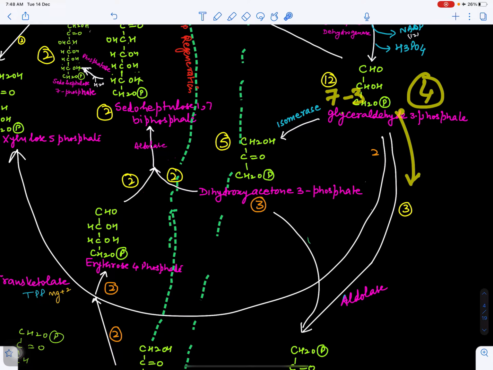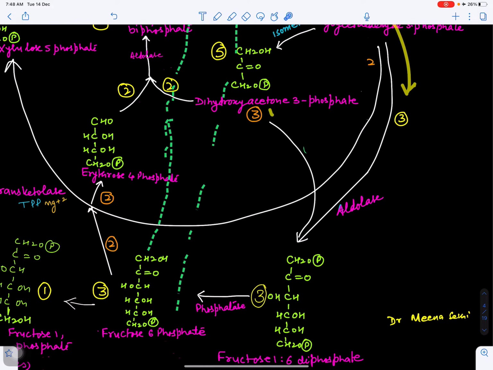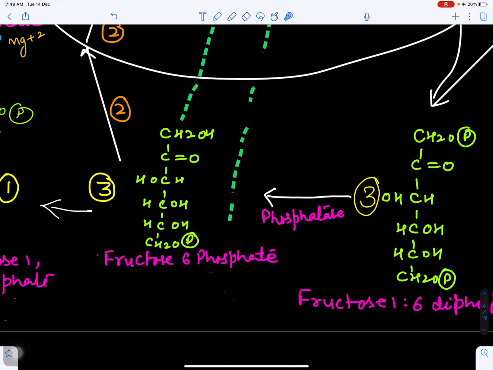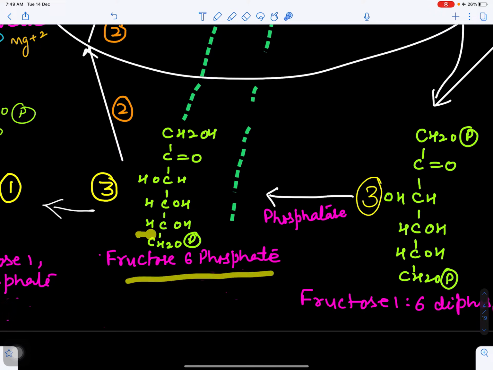So 3 molecules of glyceraldehyde 3-phosphate and 3 molecules of dihydroxyacetone 3-phosphate will condense to form 3 molecules of fructose 1,6-diphosphate, like 3 and 3 we can see here, right? This will become 6 carbon in length, with phosphate at the first position and the second position. So this is fructose 1,6-diphosphate. In the presence of phosphatase, this will lose this phosphorus and get converted to fructose 6-phosphate, right? Only at the 6th position phosphate is there. So this is fructose 6-phosphate.